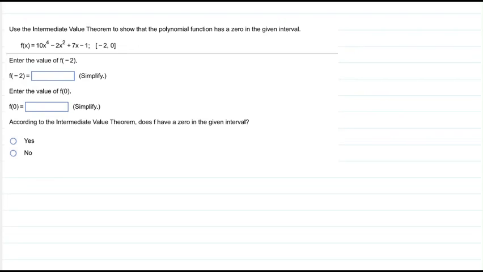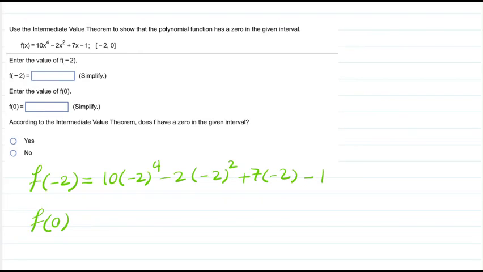So our job is to check what is f of the endpoints, negative 2 and 0. f of negative 2 is 10 times negative 2 to the power 4 minus 2 times negative 2 squared plus 7 times negative 2 minus 1. So what is the answer? Is it positive or negative? Negative 2 to the power 4 is positive 16, times 10, it's 160. Negative 2 to the power 2 is positive 4, times negative 2, it's negative 8. Negative 2 times 7 is negative 14, minus 1.